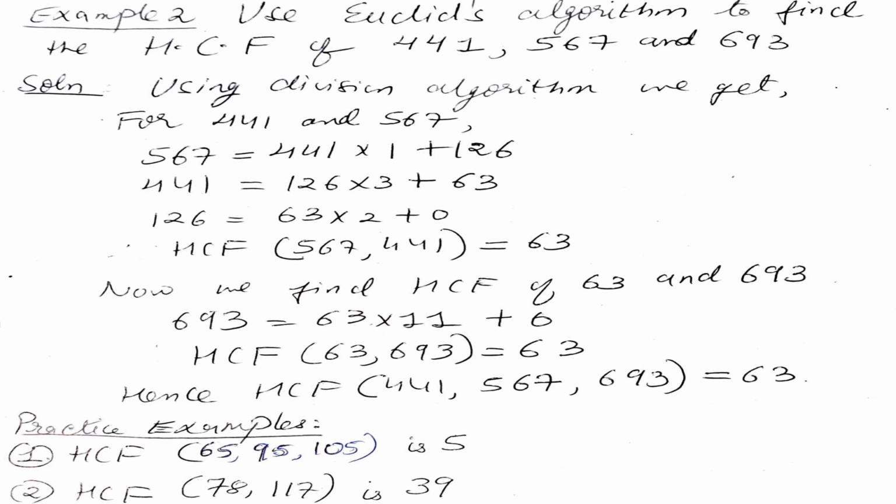Similarly, now we find HCF of 63 and 693. 693 is 63 into 11 plus 0. So the HCF is 63. Hence, the HCF of all the three numbers is equal to 63. There are two other practice examples which are given with the answer. You can try them.